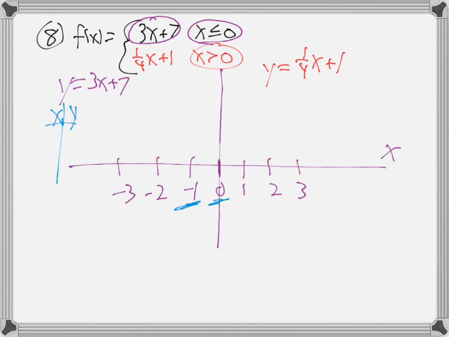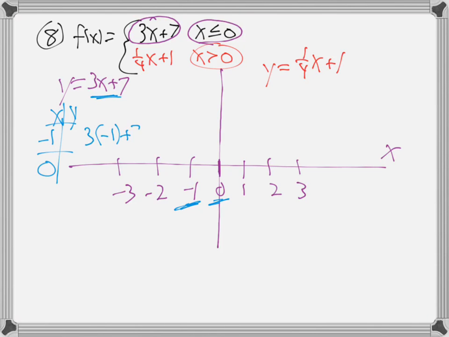Is it making sense how I'm picking? Why did I pick those points? Remember, this graph exists on the left. You could have picked any 2 points over here on the left, but actually you should pick 0, because that's right in the middle, and you need to see what they do at the middle, where they connect up. So I'm going to pick negative 1 and 0, and I'm just going to plug in those x values to that equation.